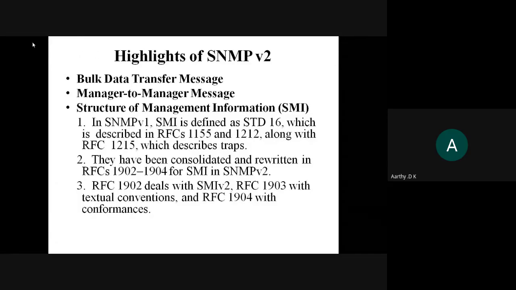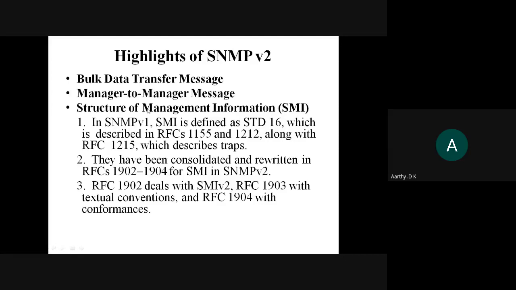In order to do bulk data transfer, that was done in version 2 by using the get bulk message. Remember the five messages that I told you in SNMP version 1, trap, all those things. So this get bulk message was the message that was introduced in SNMP version 2. The second thing is it allowed manager to manager communication. As I told you, you can have multiple managers in SNMP, so manager to manager communication is possible in version 2 of SNMP.